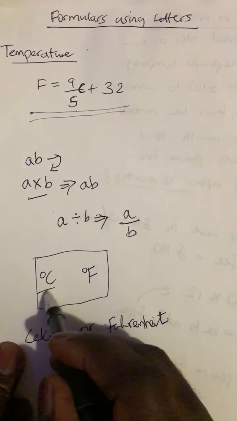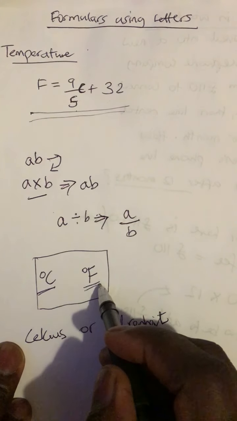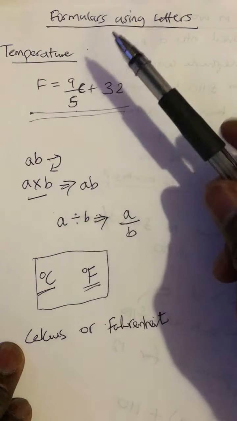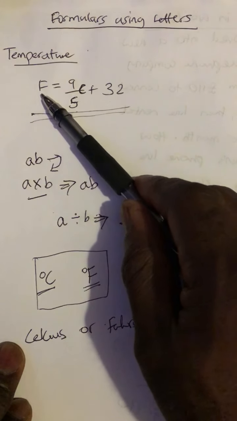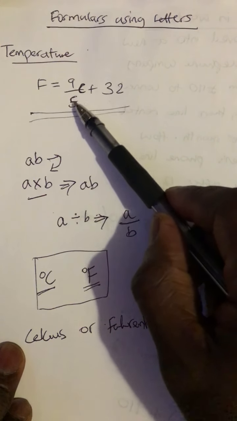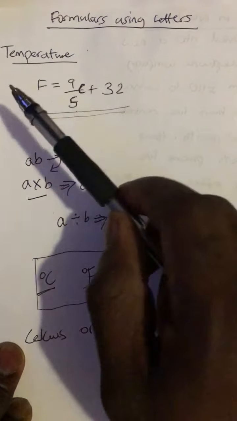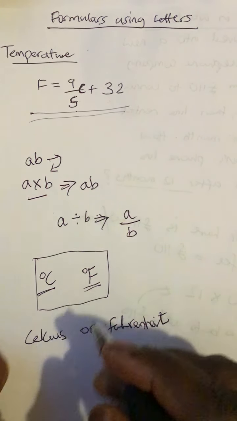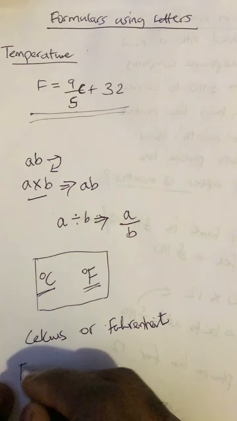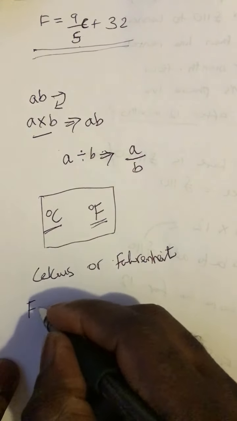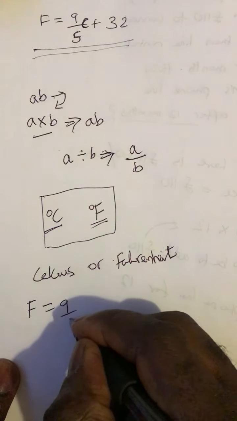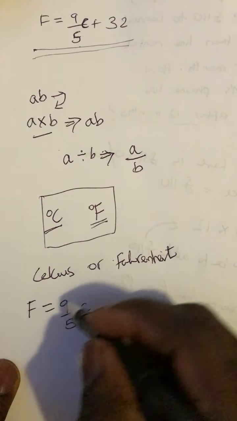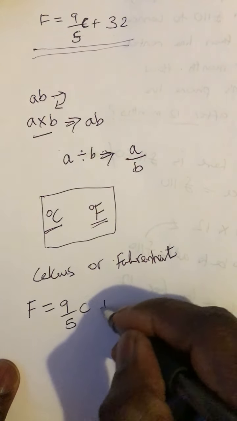This is degree Celsius, while this is degree Fahrenheit. If you are given temperature values either in degrees Fahrenheit or degrees Celsius, we can use this formula to convert from one to the other. So if we have an example, say a temperature of 15 degrees, we use that formula: F equals 9 over 5 C plus 32.